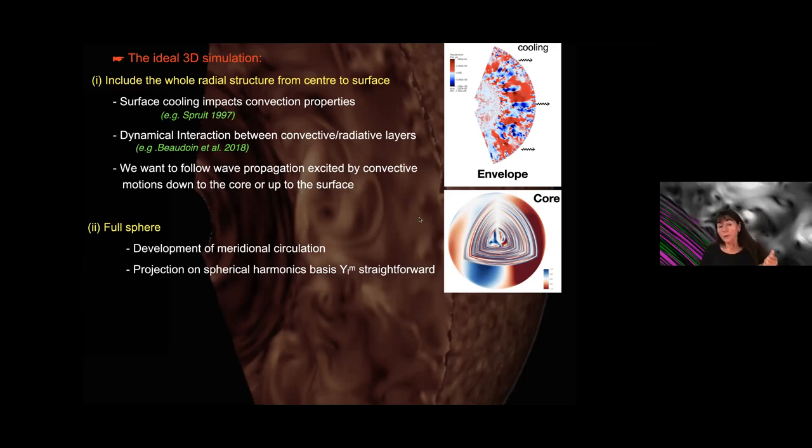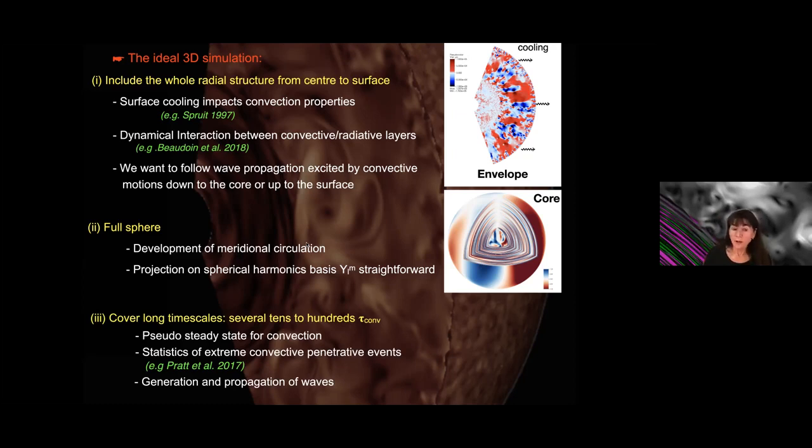Ideally, we would like also to have a full sphere, because if we want to follow meridional circulation, which is a large scale circulation, it's much better to have the full domain. And if you want to follow propagation of waves, then the best basis is the spherical harmonic basis. And on a full sphere, this projection of your velocity fields, for example, is straightforward.